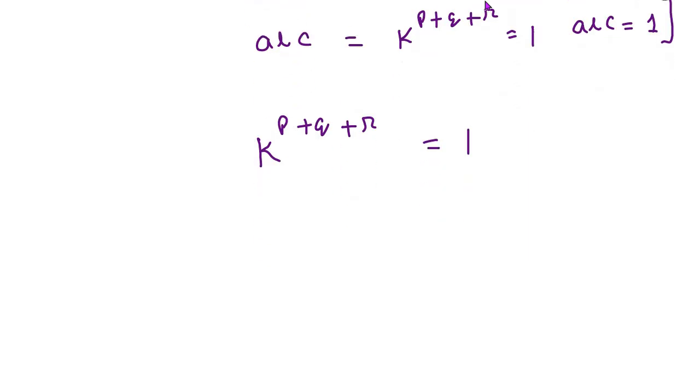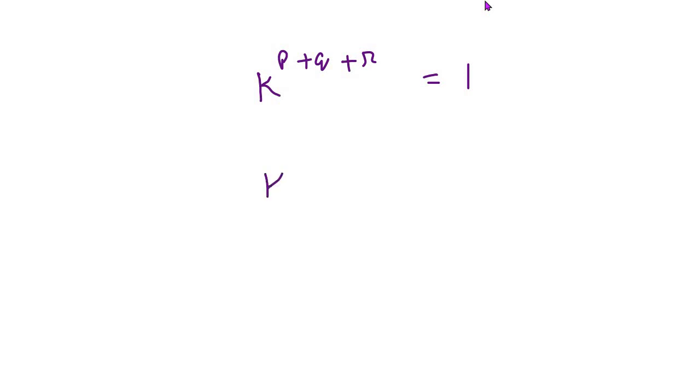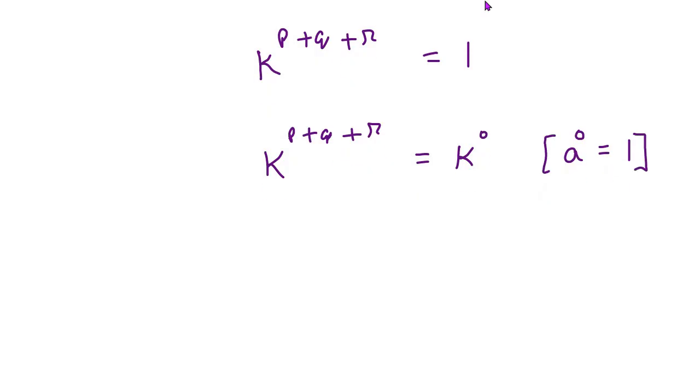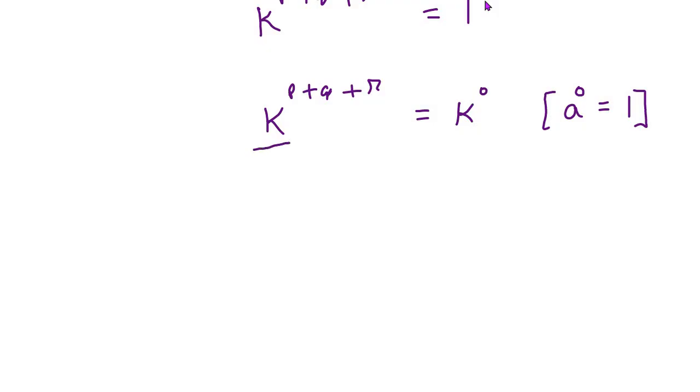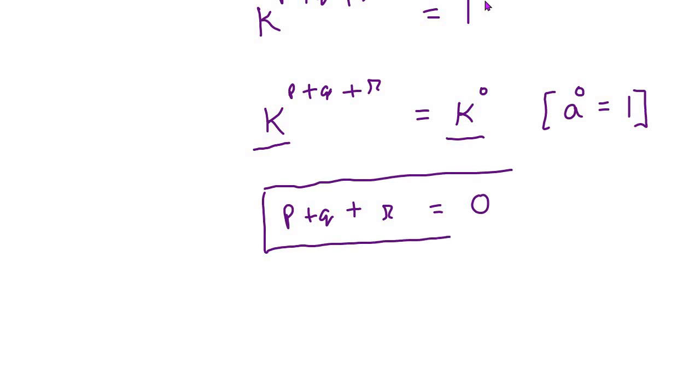And we can write in the next step k to the power p plus q plus r equals k to the power 0, since any number to the power 0 becomes 1. So we apply this rule here. So we can see here that the bases are same, which is k. So the powers will be equal. So we get p plus q plus r equals 0. So we have got the value of p plus q plus r, which is 0.